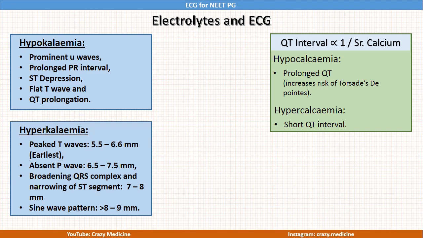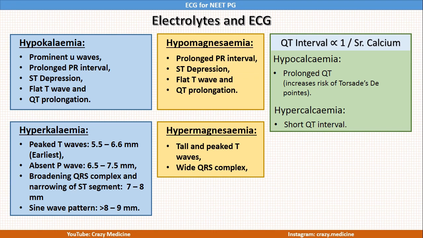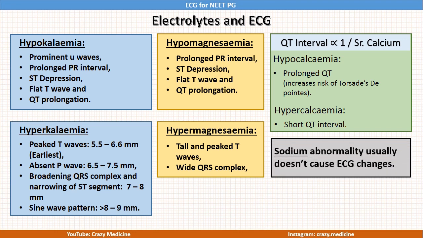Changes in ECG due to magnesium abnormalities are like potassium changes. That is, hypermagnesemia will cause widened QRS and tall and peaked T waves, and hypomagnesemia will cause prolonged PR and QT interval and ST depression and flattening or inversion of T waves. Then changes in sodium levels usually do not cause ECG changes.